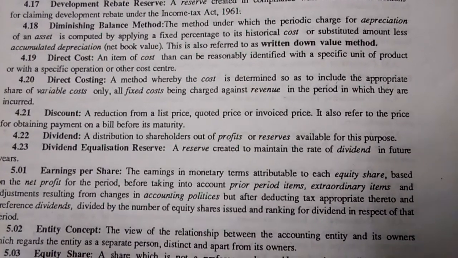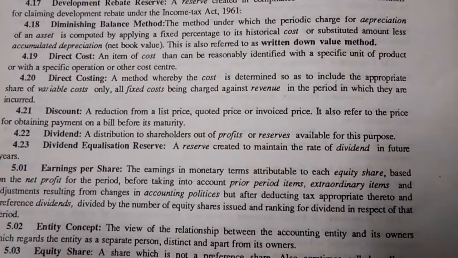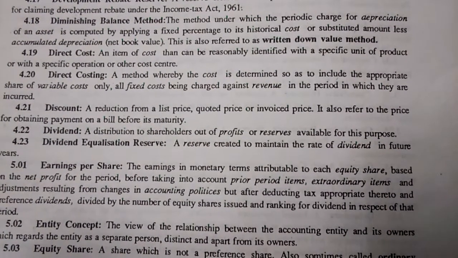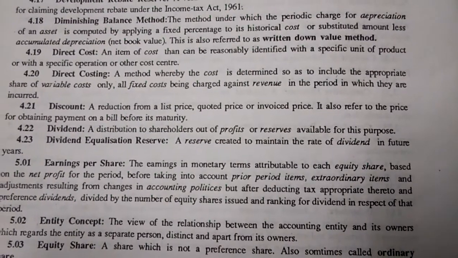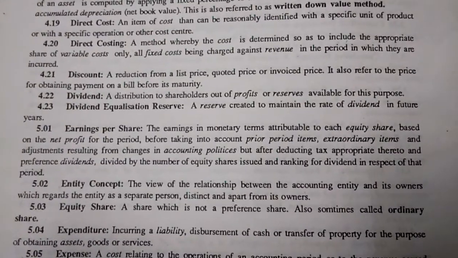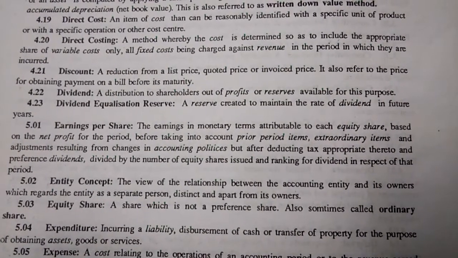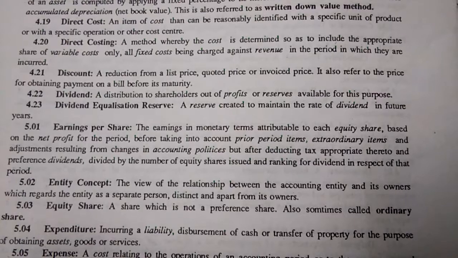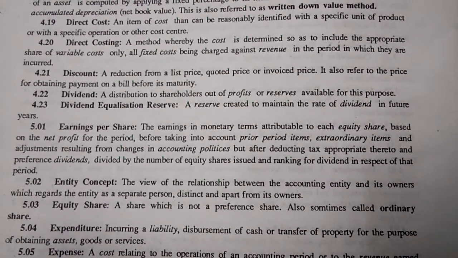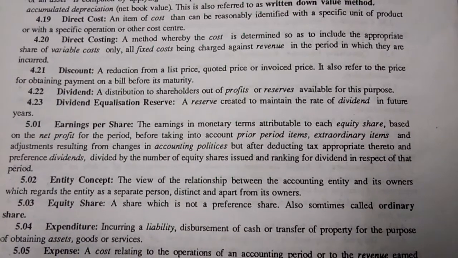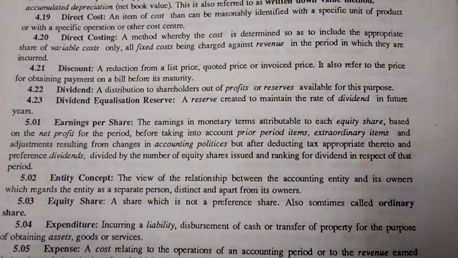Direct cost: an item of cost that can be reasonably identified with a specific unit of product or with a specific operation or other cost center. Direct costing: a method whereby the cost is determined so as to include the appropriate share of variable costs only, all fixed costs being charged against revenue in the period in which they are incurred.